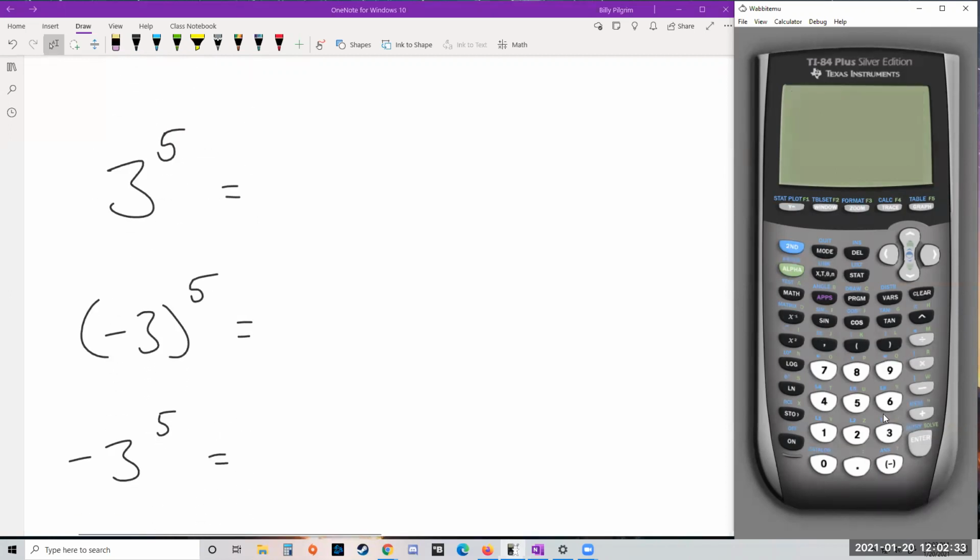On to powers, you can take a number like 3 and square it using this little x squared button for 3 squared. But if you want to raise things to other powers, you're going to have to use this caret button, which is right below clear. So if you press 3 and then caret to raise it to a power and then 5, you'll get 3 to the 5th. You've got to be careful when you raise negative numbers to powers.